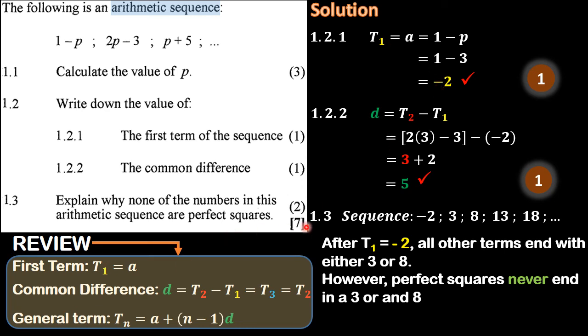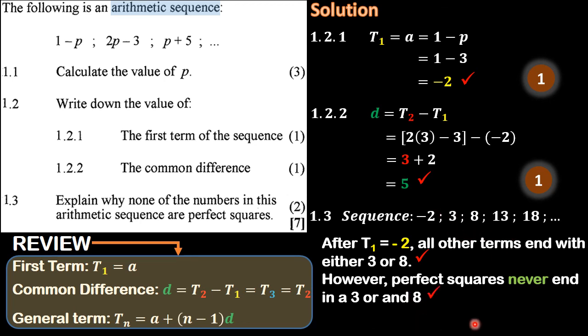Okay? That was very simple. Because no perfect square will ever end with a 3 or an 8. And then in our sequence, our terms are either ending with a 3 or an 8. Then it means there is no correlation here. As a result, it means none of the terms in this sequence will be a perfect square. Okay? So that's how you get your marks. You'll actually get a mark for discovering that every other term after minus 2 will either end with an 8 or a 3.